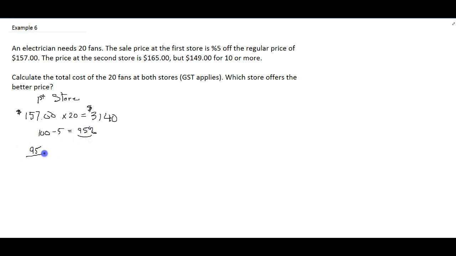So we're going to take 95%, so 95 out of 100, of $3,140. Let's calculate that. We take 95 times 3,140 divided by 100, and that gives us $2,983. So this electrician's going to pay $2,983 plus GST. GST is 5%, so we're going to have to add 5%.